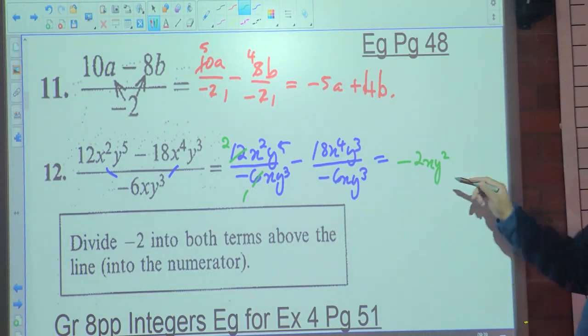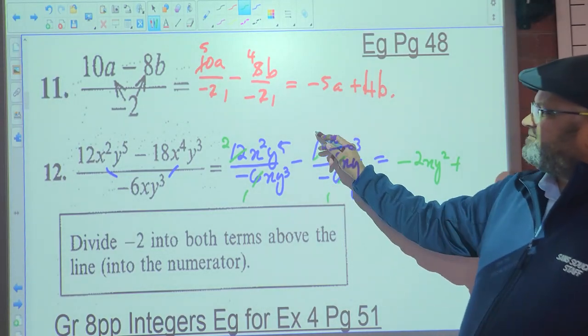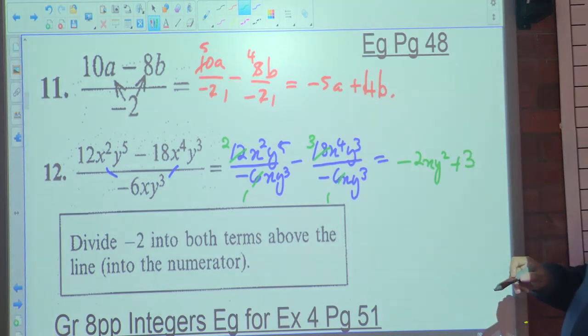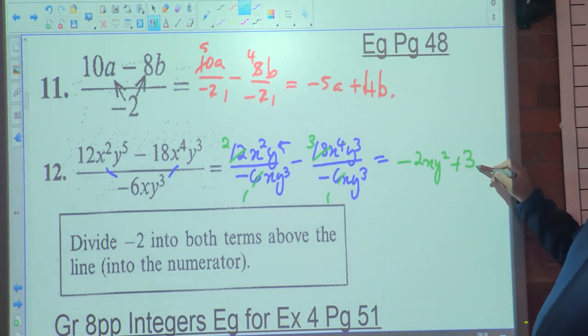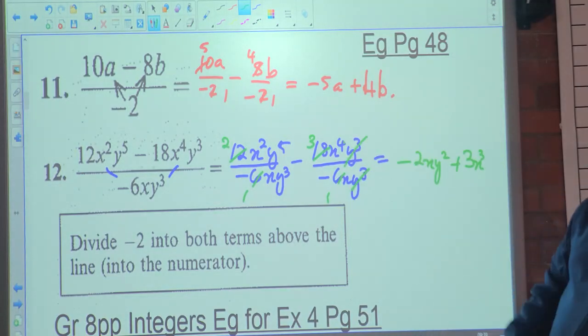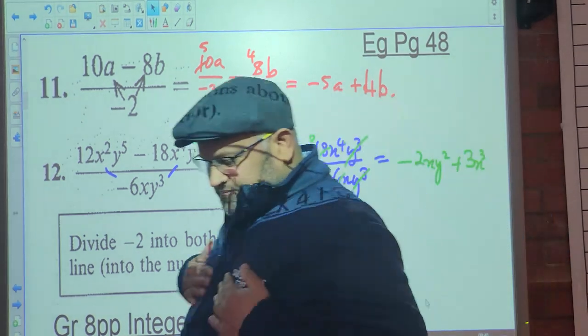What's negative divided by negative? Positive. 6 goes into 6 once, 6 goes into 18, 3 times. Thrice. What's x4 over x? x cubed. y cubed over y cubed? Not y. Cancel. Okay. Any confusion there? No?